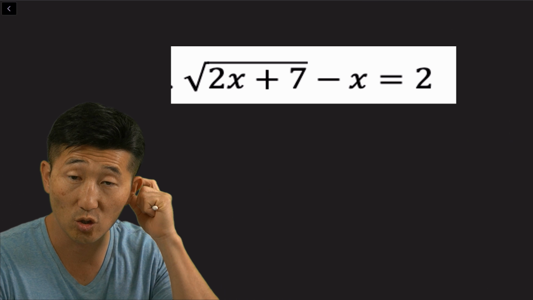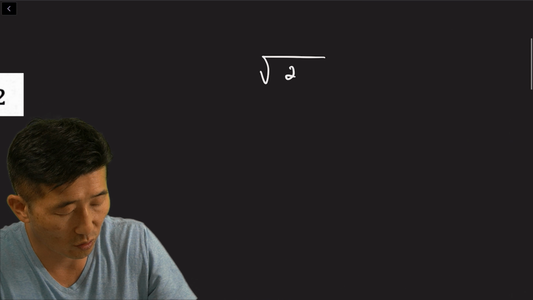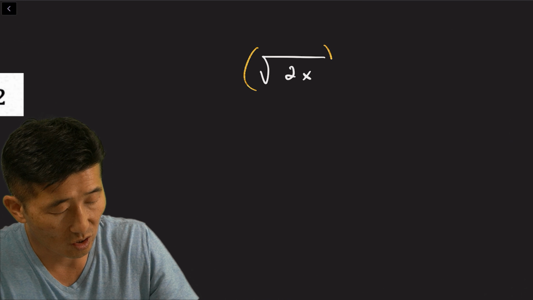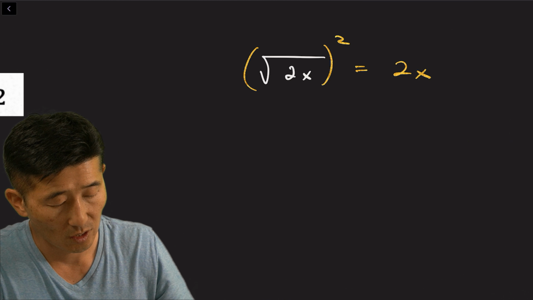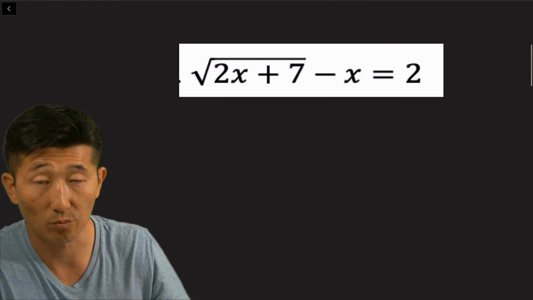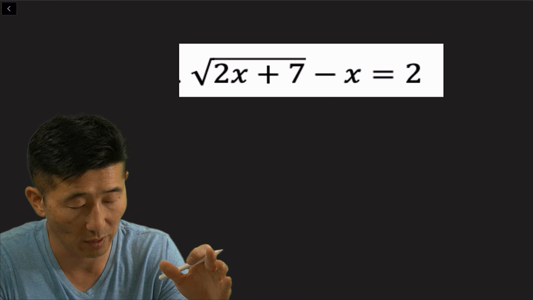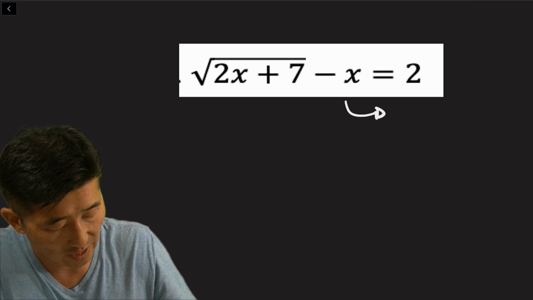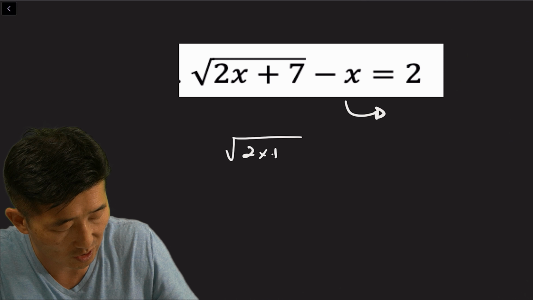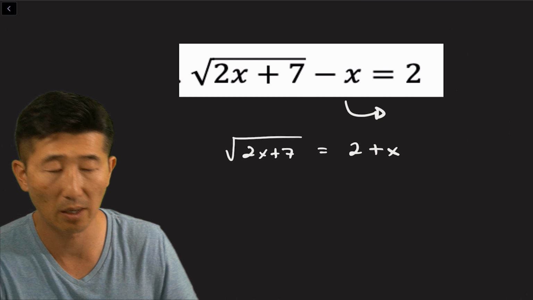So we're going to have to square the radical to get rid of the radical expression. When you see something like radical 2x and you square it, it becomes 2x. Okay? In the same sense, that's what we're going to do. But before we do that, we want to rearrange the equation to make it easier. We're going to move the negative x to the other side so that you'll end up getting 2x plus 7 equals 2 plus x.